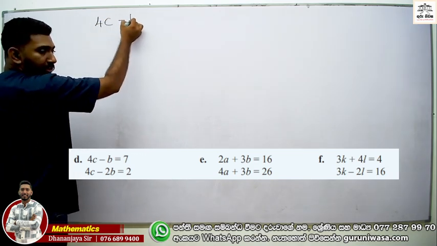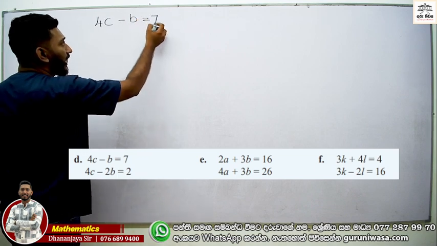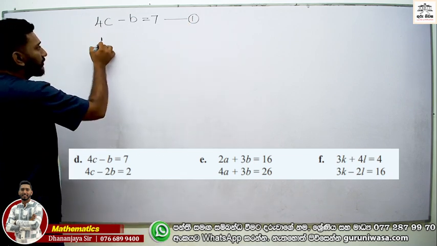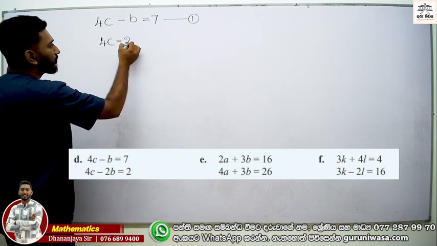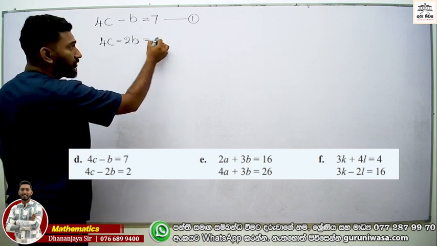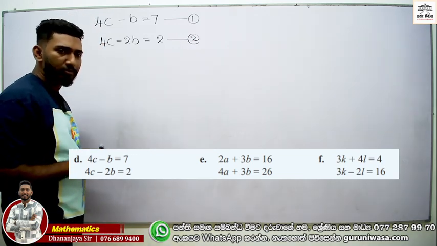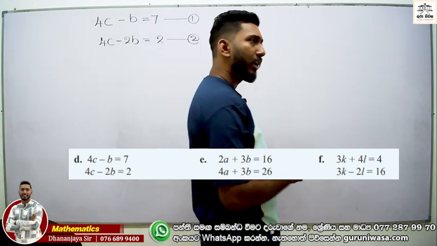4c minus b equals 7, and this one is named equation number 1, and 4c minus 2b equals 2, equation number 2. Try on your own, I will give some help.